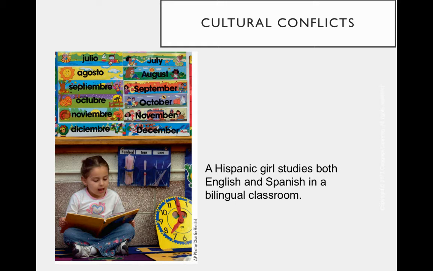Here's a Hispanic girl who studies both English and Spanish in a bilingual classroom. In fact, the Southern Lehigh School District, I don't know if they still do this, but they used to, where you could opt in and your entire year would be taught in Spanish. A lot of people did that because they liked the fact that their kids would become bilingual by the time they reached middle school.